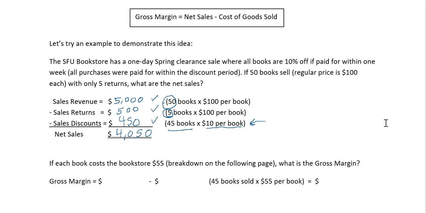So moving on to the next part over here. If each book costs the bookstore $55, and we will show you a breakdown on the following page, what is the gross margin? So maybe take another minute to do that, and we will go over the solution here in the same video.